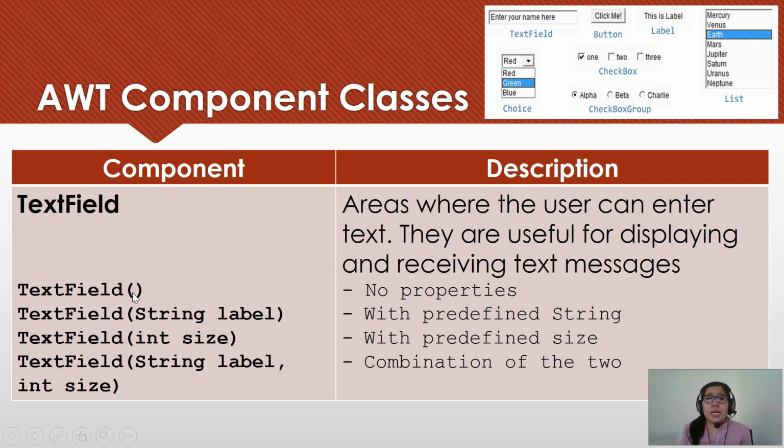If it is an empty constructor, meaning no properties. If it has a string value, there is a predefined string. So if we use this "Enter your name here", it will fall here, enclosed in double quotation. If we have a size or an integer value inside this constructor, there is a predefined size. And if we have a string and integer value, that is the combination of the two.